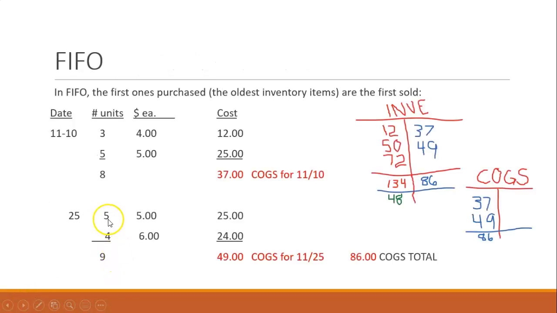Okay, so here's our 5 at $5 and our 4 at $6. We add our units up, make sure they equal 9. We sold 9 units. We've got to account for 9 units on the 25th. Okay, so we got that down.